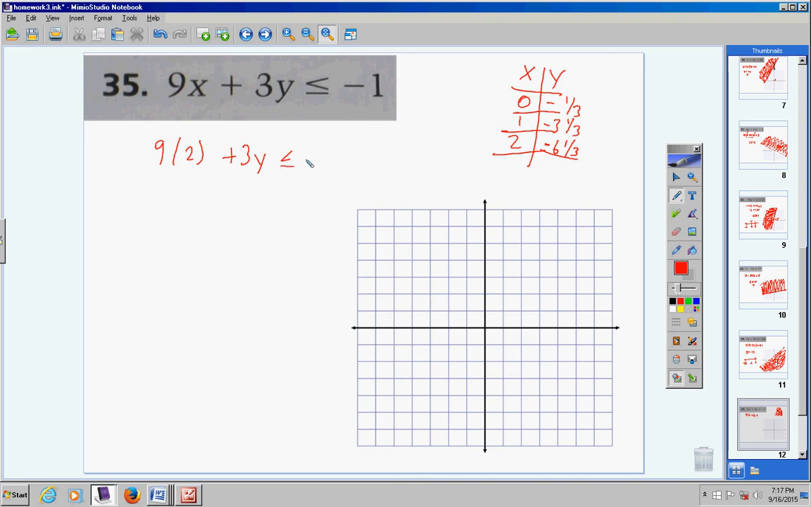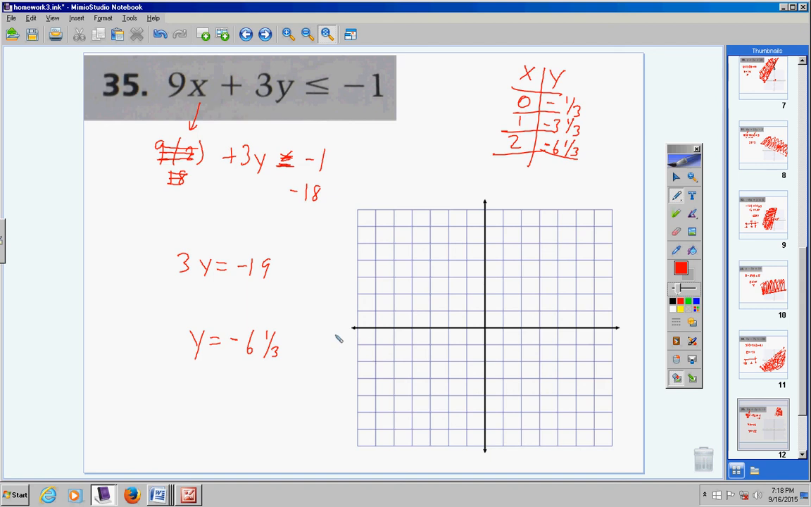Here's the x, because I substitute 2. 9 times 2 is 18. Bring the 18 over to the other side and make it a negative 18. So 3y, and I should put an equal sign here. 3y equals negative 19. Divide both sides by 3. A negative divided by a positive is negative. 19 divided by 3 is 6 and 1/3. So we're good. So now simply plot these 3 points and sketch your line.